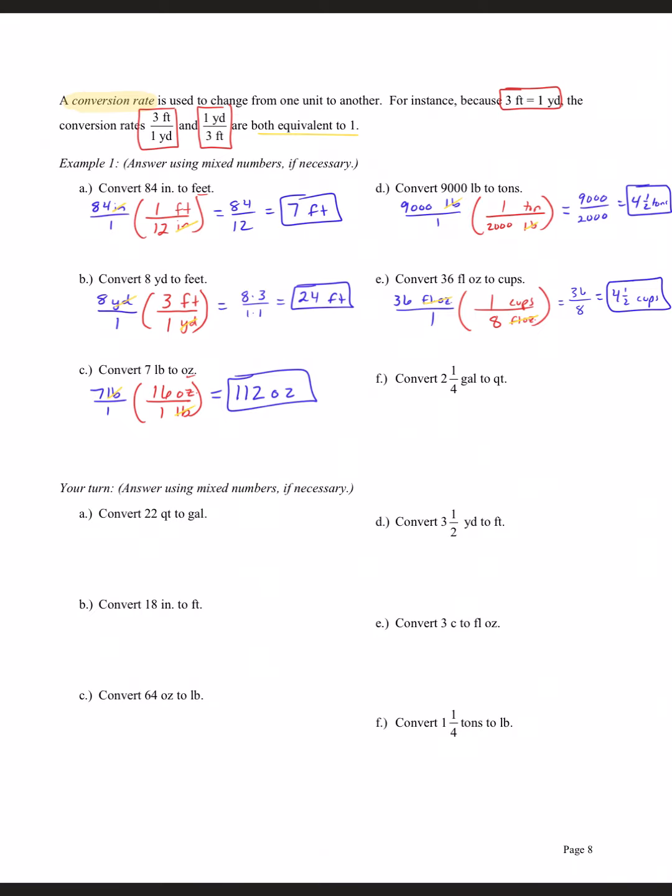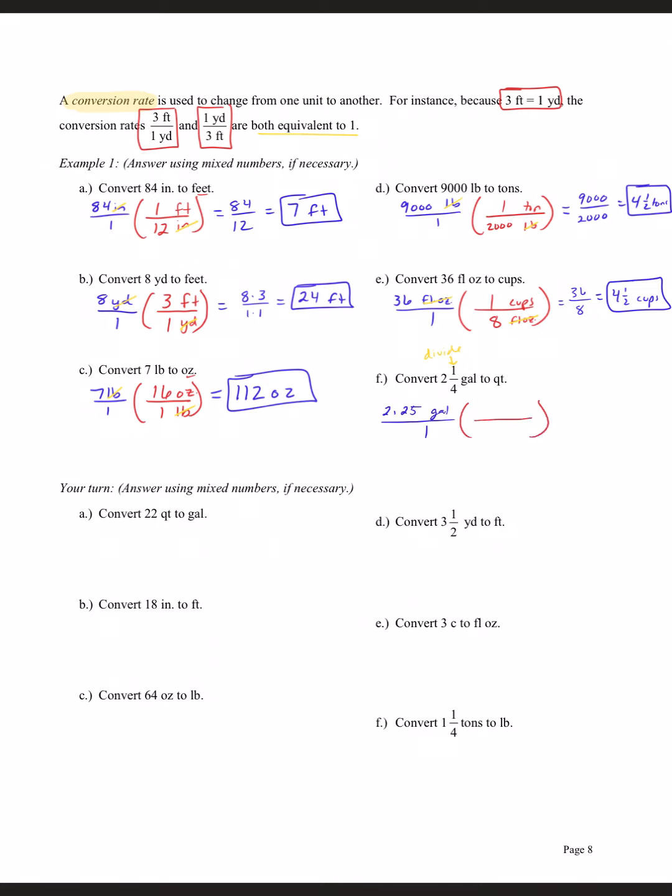Okay, now letter F. You notice that right off the bat we have a fraction. The easiest way to work with fractions, just like we talked about in the first section of this unit, is to convert that fraction to a decimal. So take 1 divided by 4, if you don't know what it is, it's 0.25. So we're going to write this as 2.25 gallons over 1. So if you see a fraction, divide it first. That'll make it easier. Now we can set up that conversion.